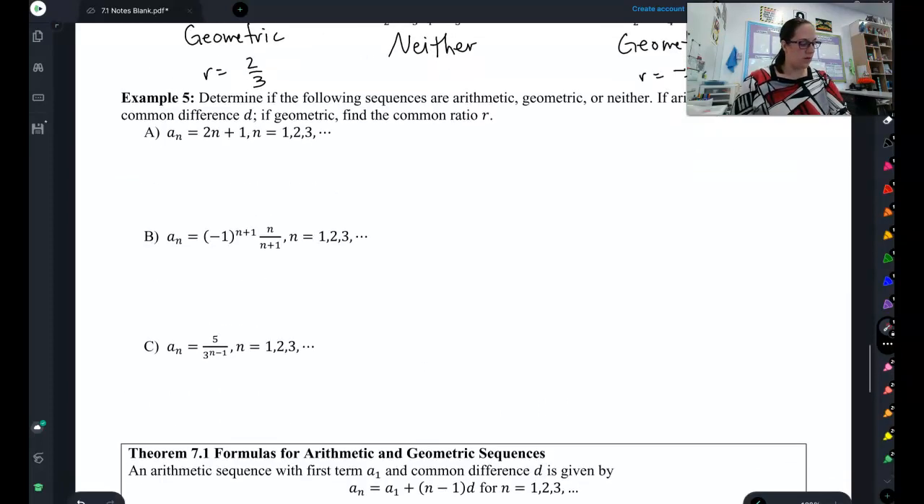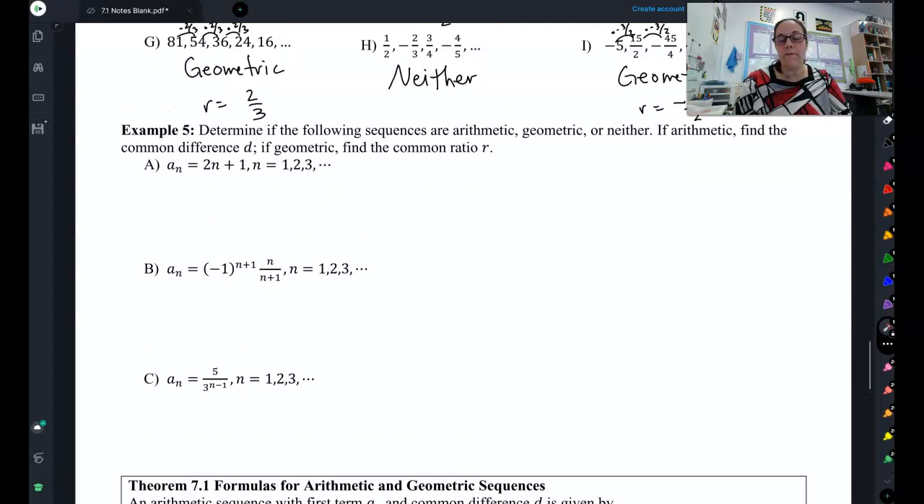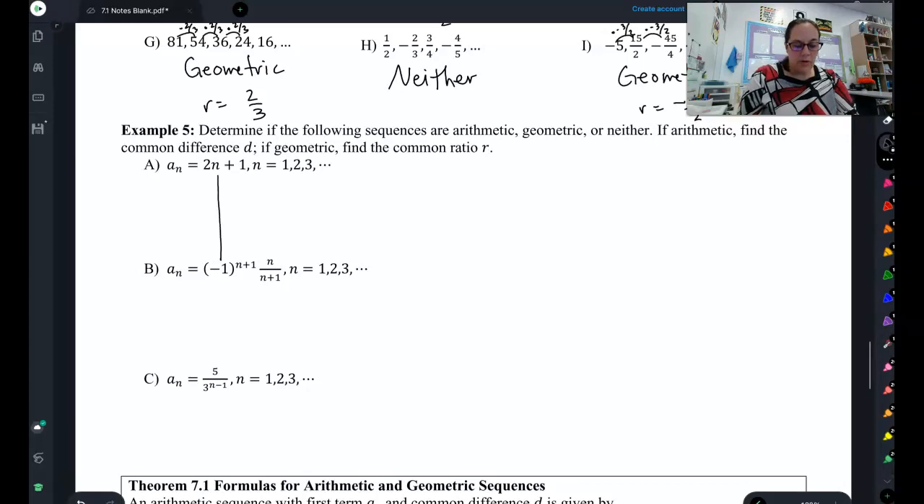So let's start right here. Let's determine if the following sequences are arithmetic, geometric, or neither. So what we're going to do here is make our t-table again, just like we did when we were graphing. And we're going to find the first few terms just by plugging this in. So I'm just plugging in n.